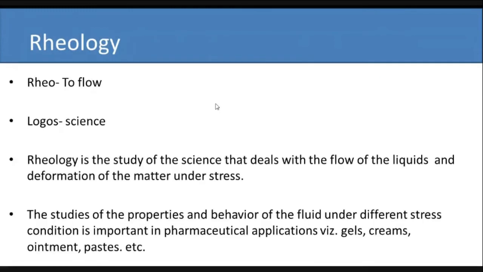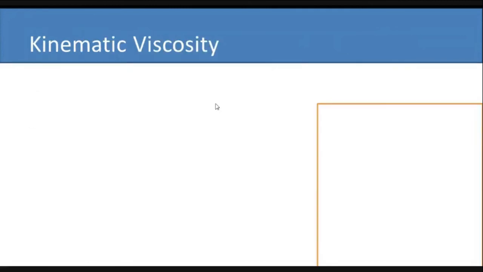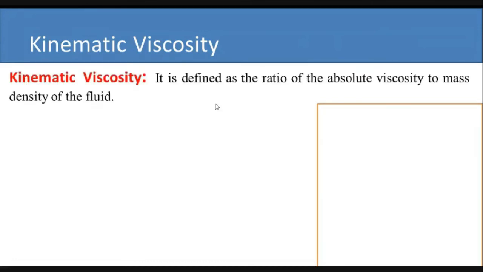In this way we have covered the most important property of fluid, that is viscosity, or simply dynamic viscosity. After that, the next type of viscosity which we are going to see is called kinematic viscosity. Kinematic viscosity is simply defined as the ratio of the absolute viscosity mu of the fluid to its mass density rho. The ratio of absolute viscosity to mass density of the fluid is called the kinematic viscosity of that particular fluid. It is denoted by the Greek symbol nu.